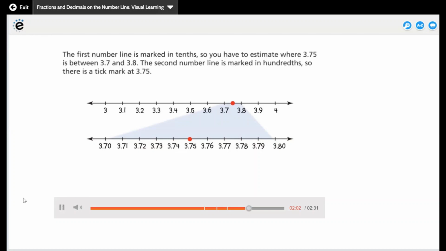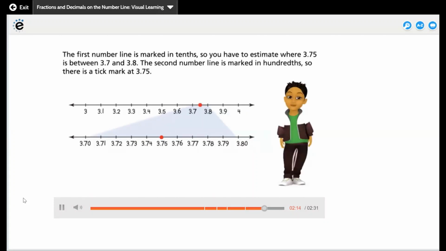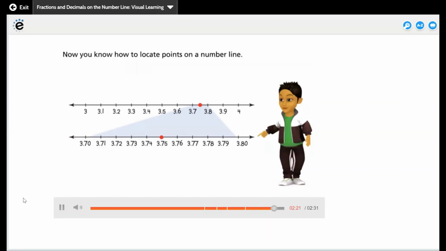The first number line is marked in tenths, so you have to estimate where 3 and 75 hundredths is between 3 and 7 tenths and 3 and 8 tenths. The second number line is marked in hundredths, so there is a tick mark at 3 and 75 hundredths. Now you know how to locate points on a number line. Great job! You're good at math!